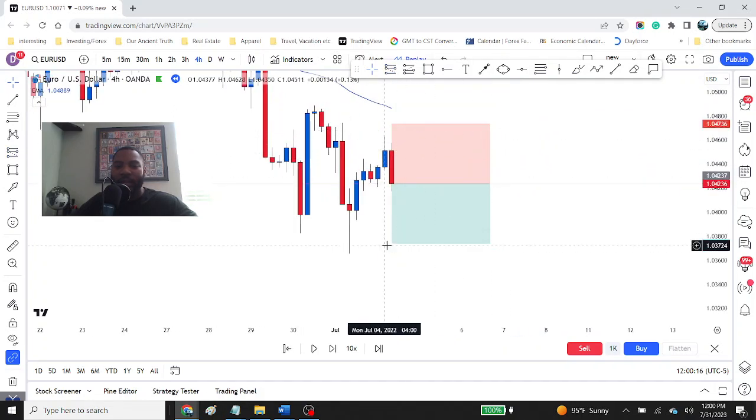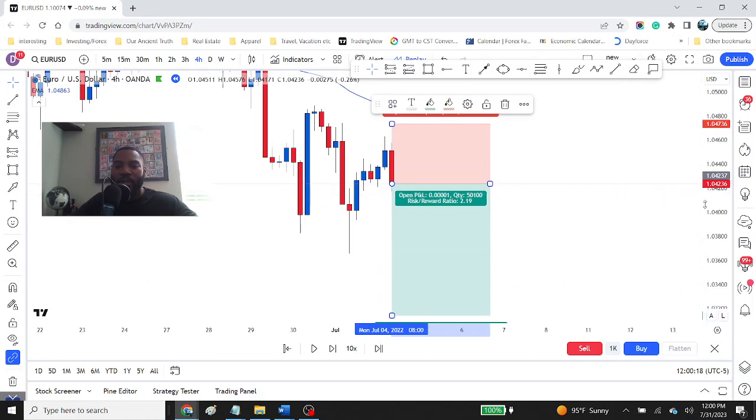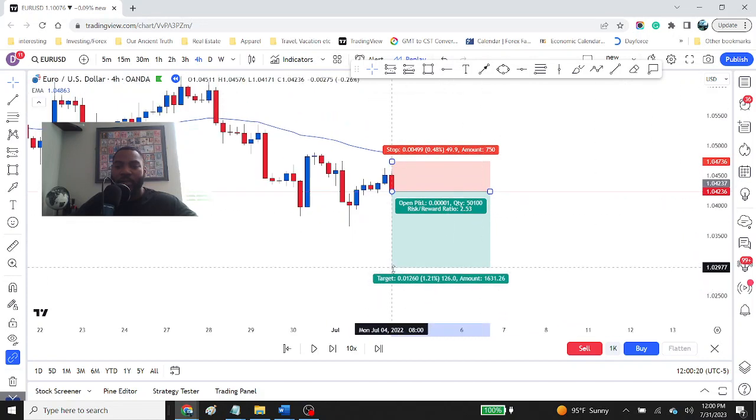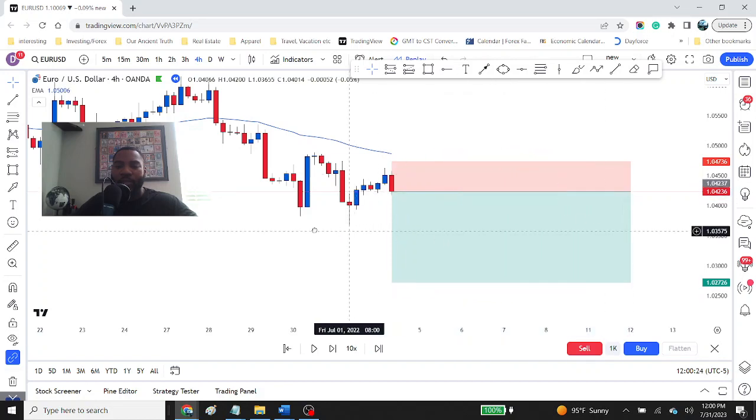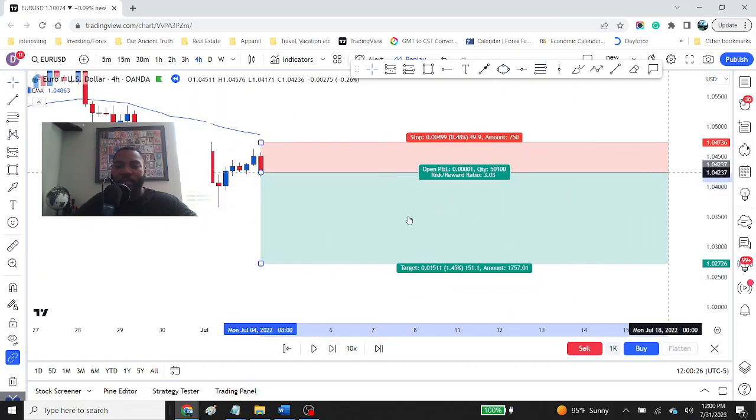That's a nice stop loss. Let's do a 1 to 3. I like 1 to 3s. That's a 1 to 3. And then you guys are going to see exactly what I mean once this plays out.